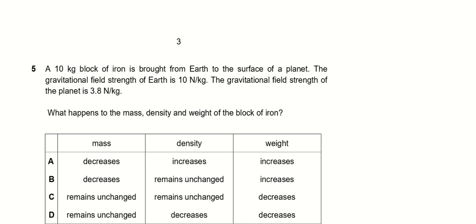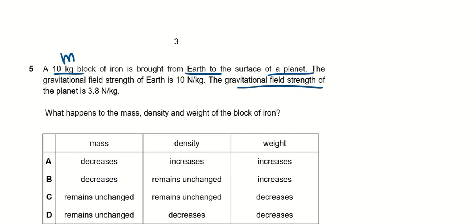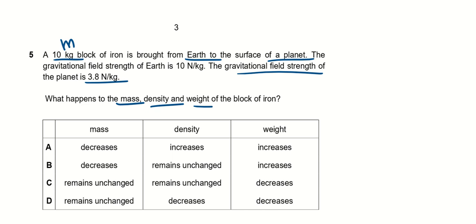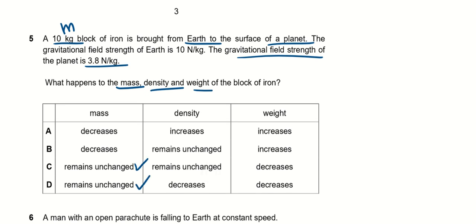Now, question 5, a 10 kg block, this is the mass, is brought from Earth to the surface of another planet. So they are going to have different gravitational field strength. So this planet is actually having a lower gravitational field strength of 3.8 Newton per kg. Now, what happens to the mass, density, and weight? Now, the mass will remain unchanged because mass is the amount of substance or matter in a body. It does not change, right? So how about density? Density is mass over volume. And because the volume won't change, the mass doesn't change, the density is also going to remain unchanged.